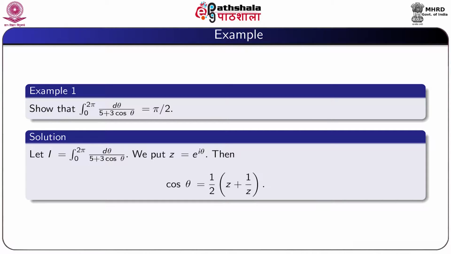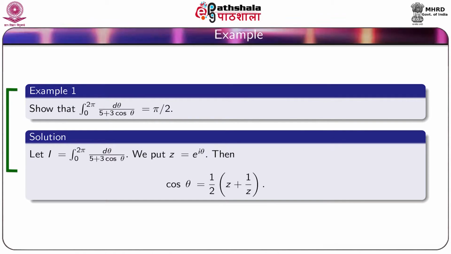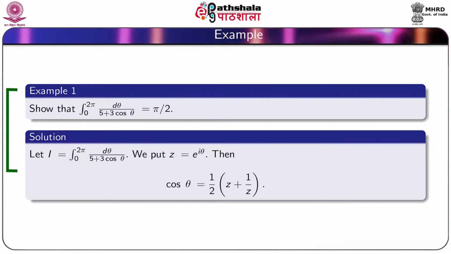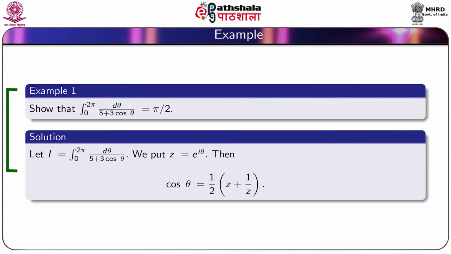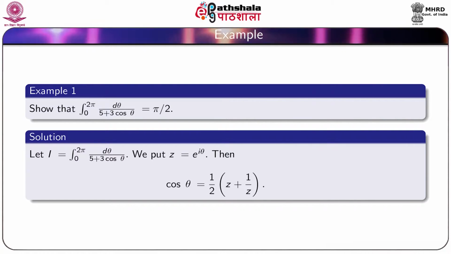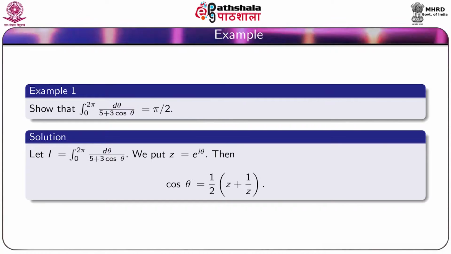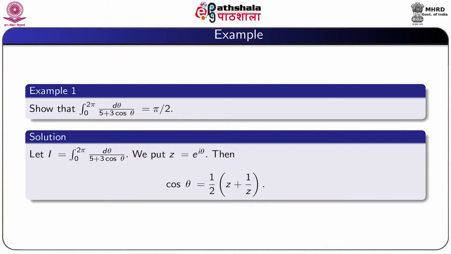Now we consider an example: integral over 0 to 2 pi d theta by (5 plus 3 cos theta) is equal to pi by 2. So let I equal to integral 0 to 2 pi d theta by (5 plus 3 cos theta). We put z equal to e^(i theta). Then we have cos theta equal to half into (z plus 1 by z).